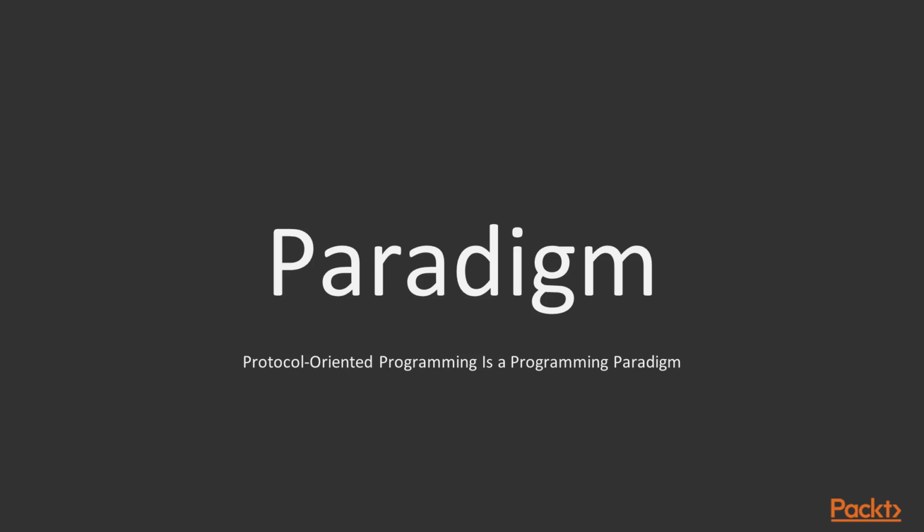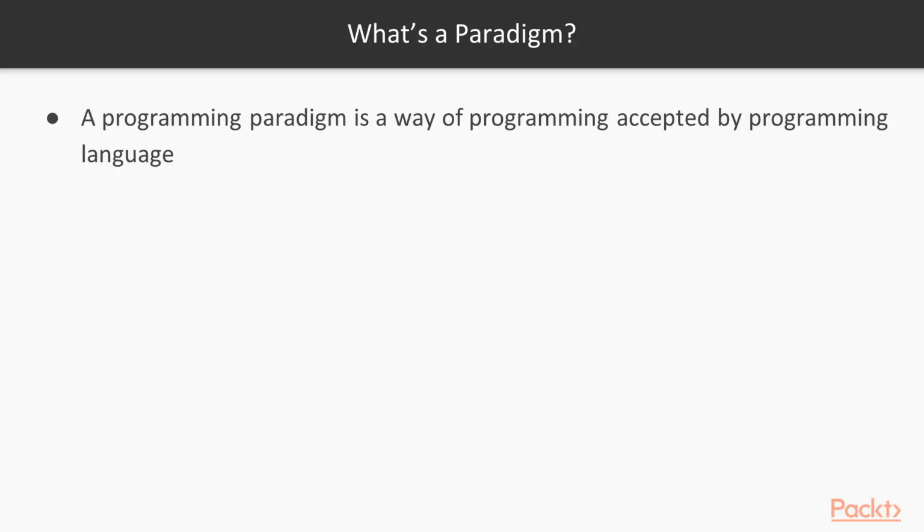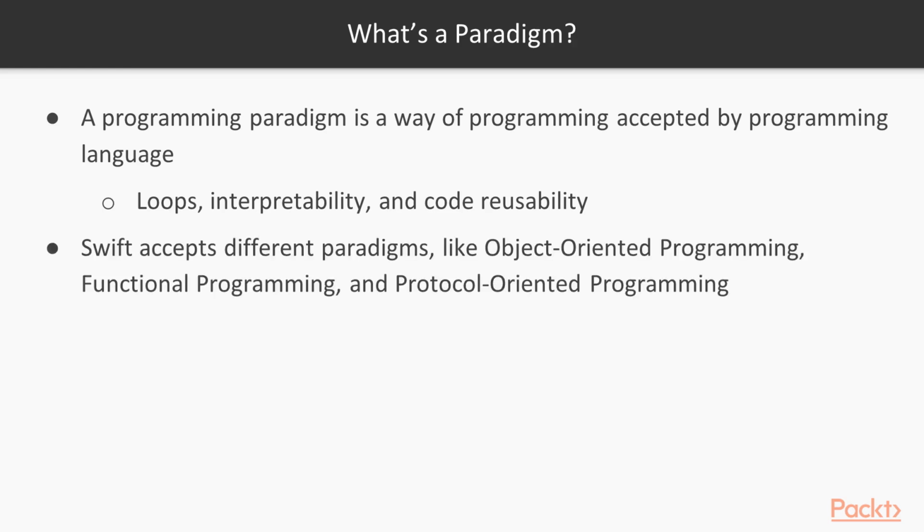You've already heard that Protocol-Oriented Programming is a programming paradigm. This sentence is true, but the question is, what's a paradigm in terms of programming language? Let's have a look. A good definition can be that a paradigm is a way of programming accepted by the programming language. Think that there are different paradigms. Some of them are based on avoiding loops, some of them are based on immutability, and for example, Object-Oriented Programming, which is based on reusing code. Swift is multi-paradigm, meaning that it accepts many ways of programming.